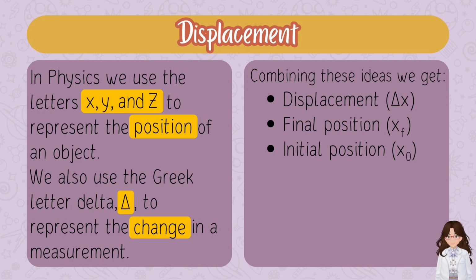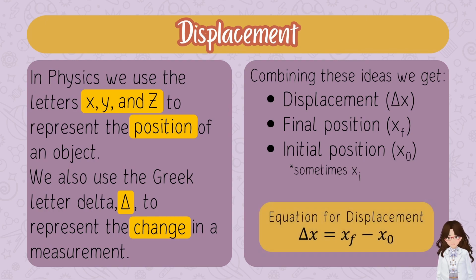The AP test and certain textbooks use x naught with a 0. Sometimes teachers and textbooks prefer xi to represent initial. Sometimes it's just personal preference. They both are good. And if we combine those statements together, the change in an object's position is equal to the final position, xf, minus its initial position, x naught. And there's our equation for displacement.